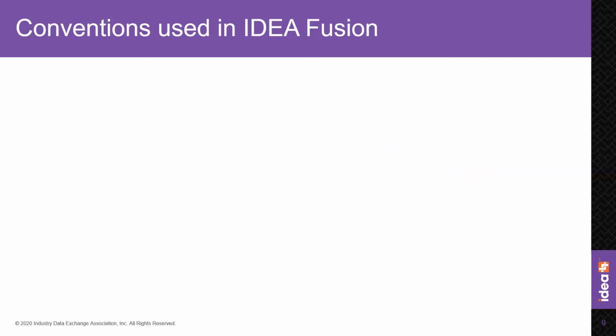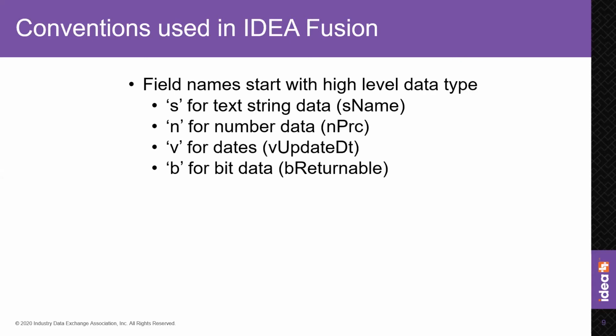We do use some conventions in the database. I just want to cover them really quickly. This is typically stuff we would cover in the training session. But we do have some conventions that we use so that it's very easy to start understanding what type of data you have. We've got field names that we always start string data with an S, number data with an N, date data with a V, bit data with a B. So you'll see the field names have that kind of high level data type as part of their name.